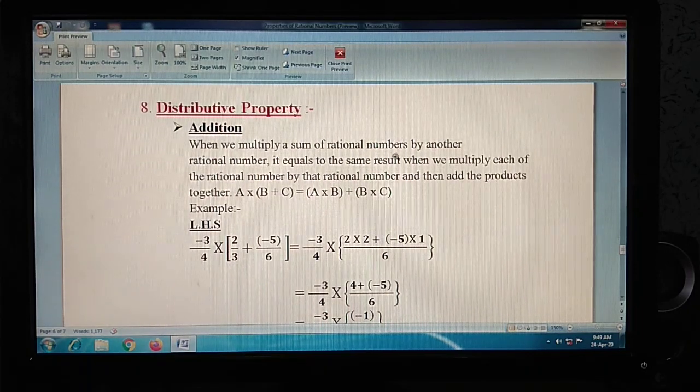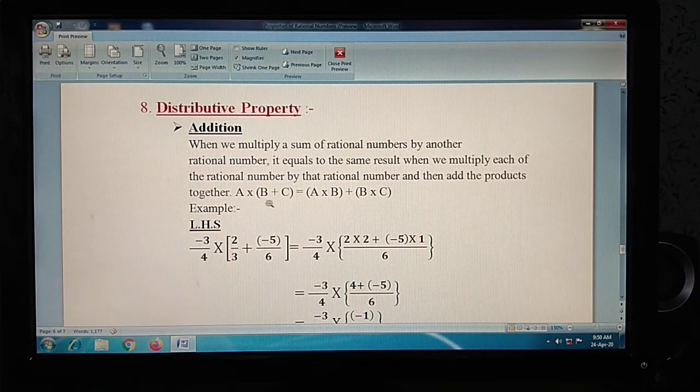But just by reading the definition, it may not be clear to you. If you look carefully at the definition as well as this form, it will be very clear. Here it is written, when we multiply a sum of rational numbers. So B and C are two rational numbers and their sum, when we multiply with another rational number A, then we will get this form, which equals the same result when we multiply each of the rational numbers by that rational number and then add the products together. So here it says we'll get the same result.